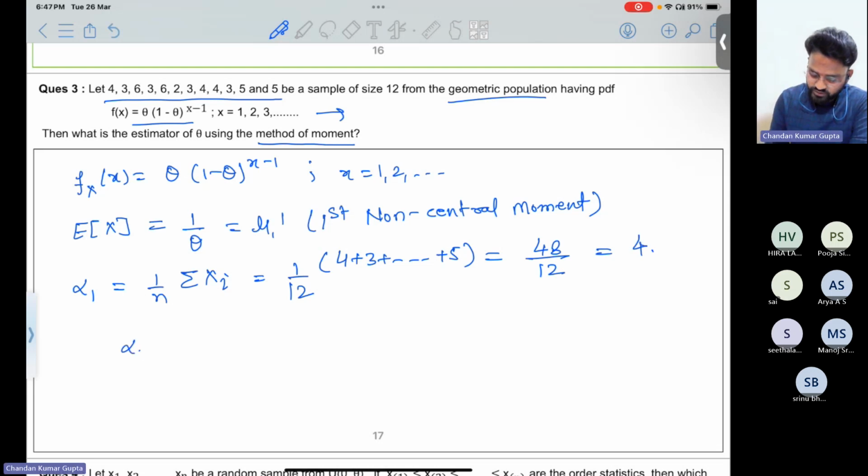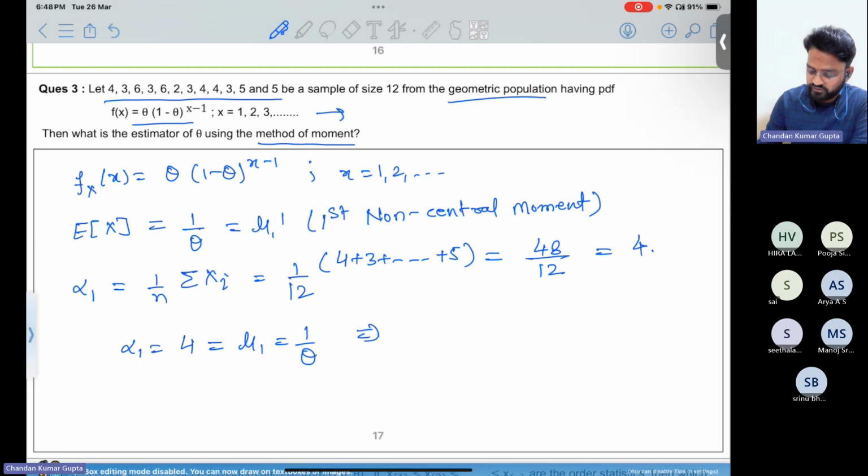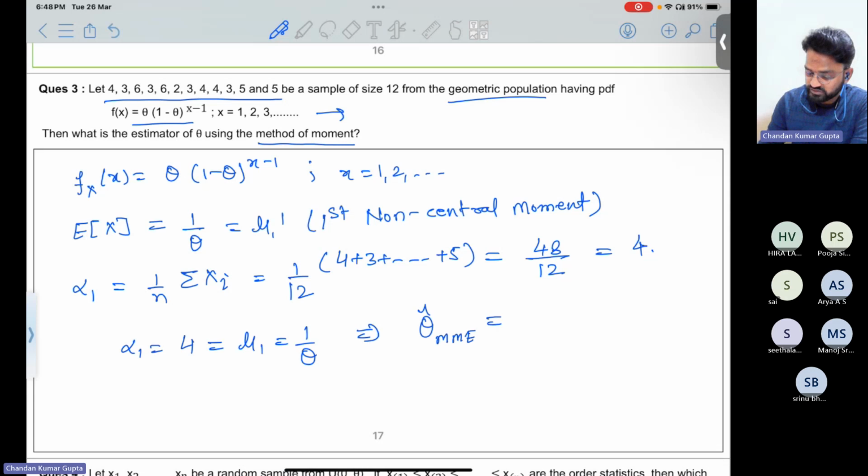That means alpha value equal to 4, and we will equate it with mu1, which is equal to 1 upon theta. And from here, theta cap, the method of moment estimator, is equal to 1 by 4, which is 0.25. So with the help of the method of moment, the moment estimator will be 0.25 for these values of x. Okay.